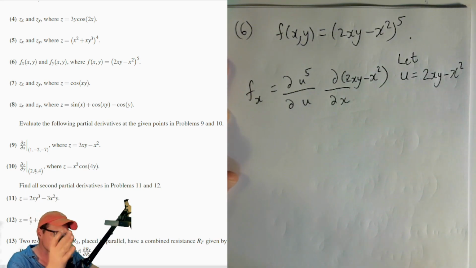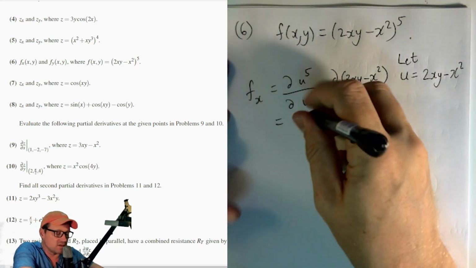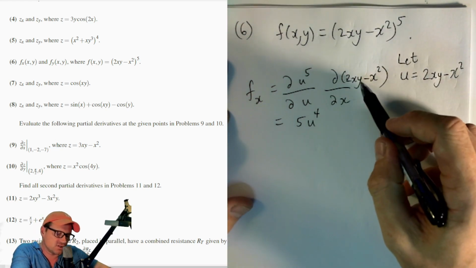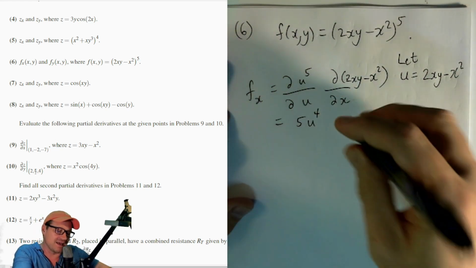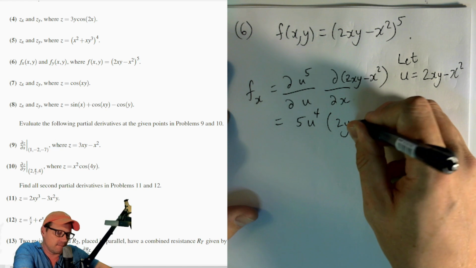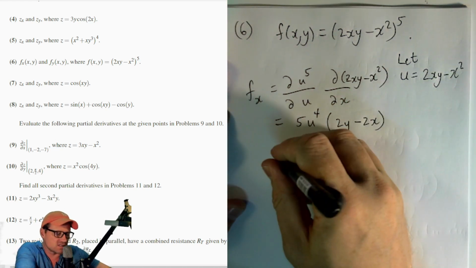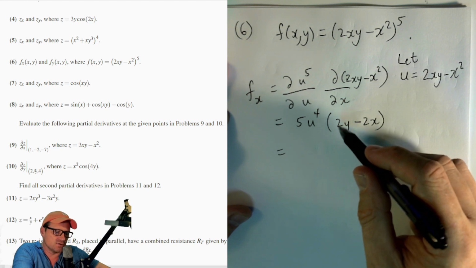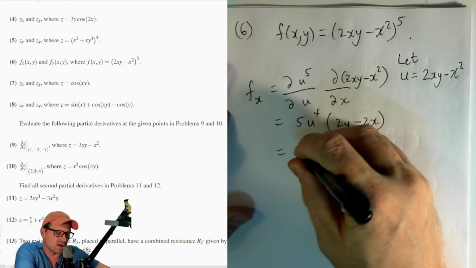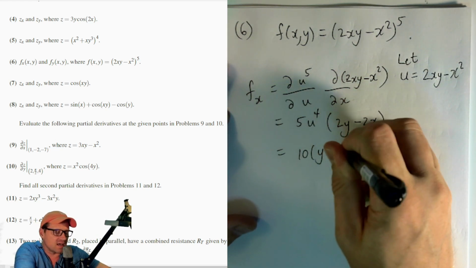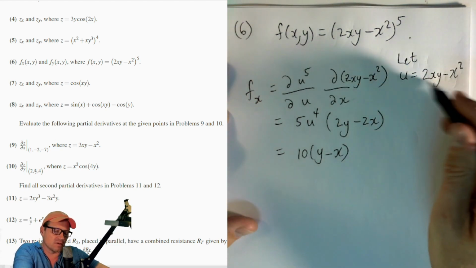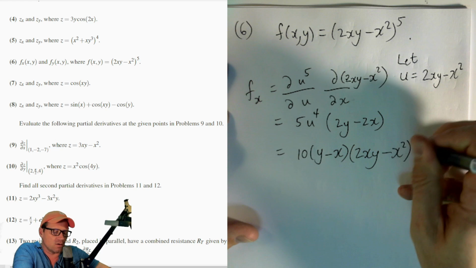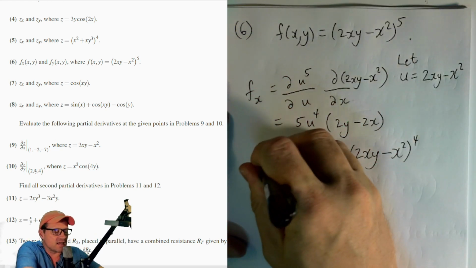Okay, and so now simplifying this, the derivative of u to the fifth with respect to u is 5u to the power of 4. The derivative of 2xy minus x squared with respect to x is 2y minus 2x. Okay, and so simplifying this, there's a common 2 there that we can factor out, and 2 times 5 is 10. So let's write this 10(y minus x) times u to the power of 4, but this is u. So we have 2xy minus x squared all to the power of 4. All right, and that is f subscript x.